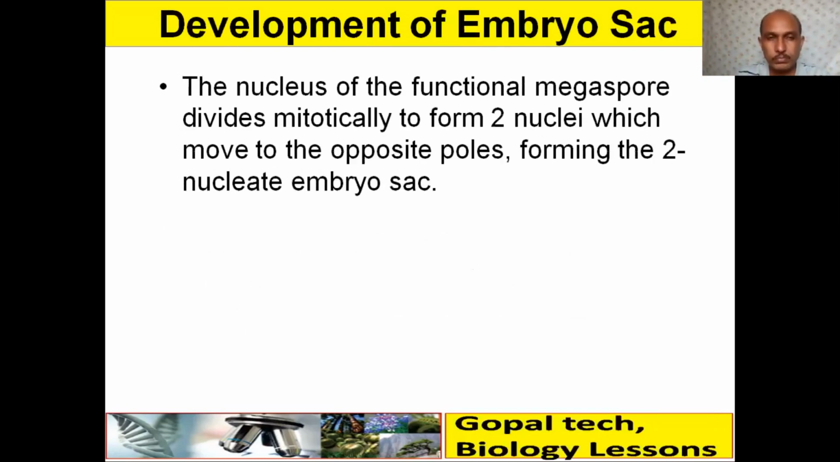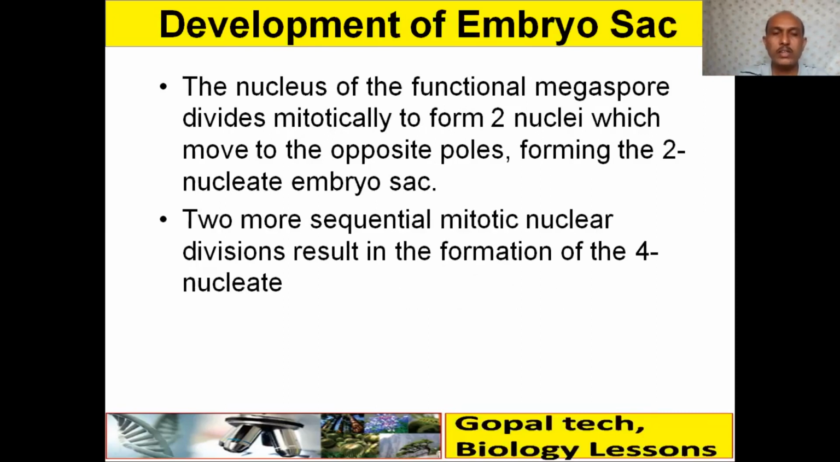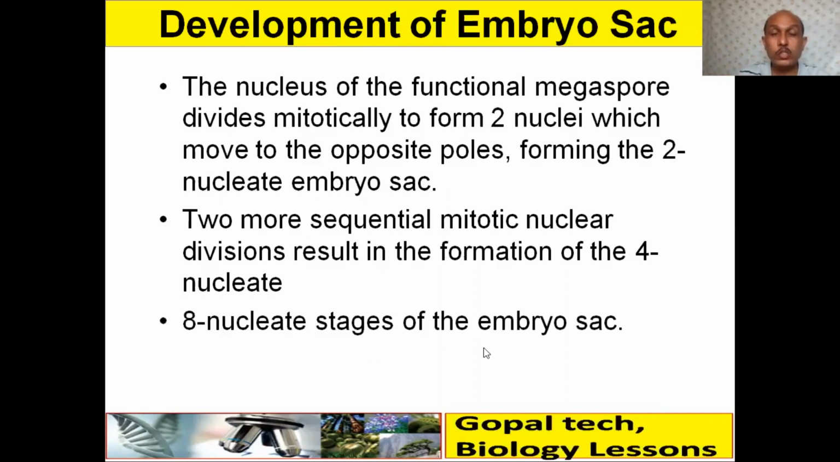How will it develop? The nucleus of the functional megaspore divides mitotically to form 2 nuclei, which move to the opposite poles, forming the 2-nucleate embryo sac. पहला division हो गया. Then again 2 more sequential mitotic divisions result in the formation of the 4-nucleate stage, then the 8-nucleate stage. So 2 nuclei, 2 divide होंगे, 4 nuclei, 4 again divide होंगे, and the 8-nucleate stage of the embryo sac is produced.